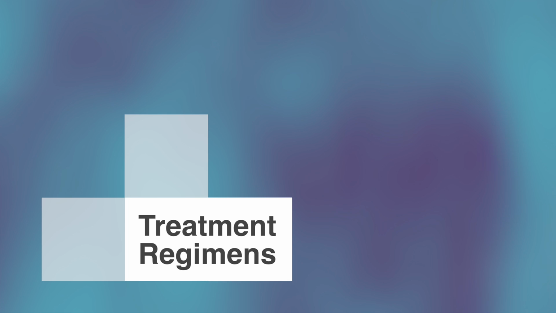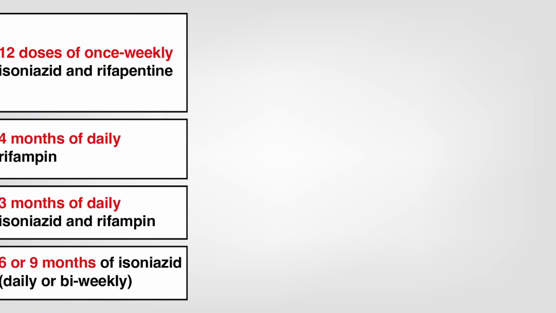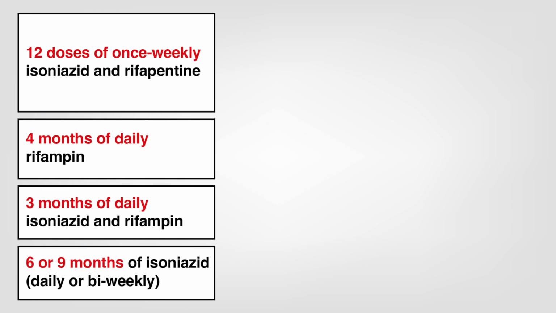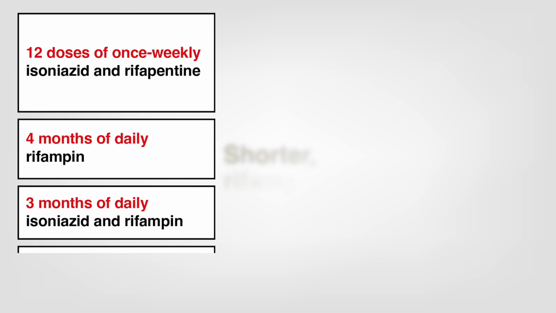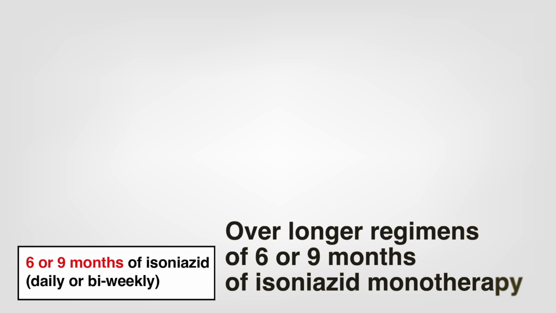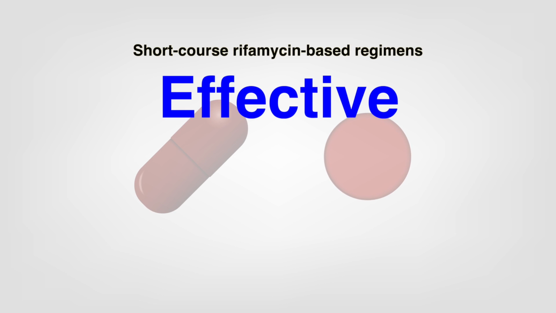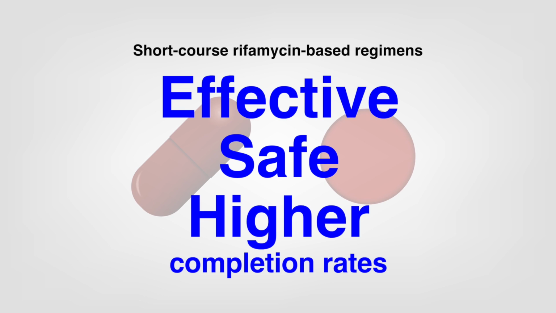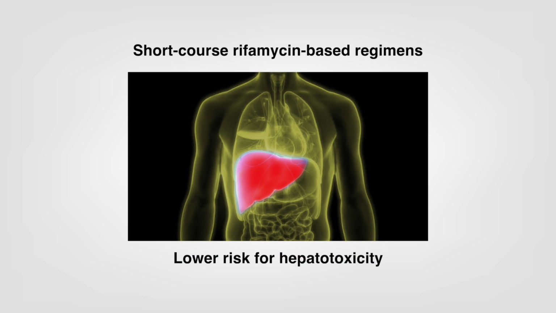There are several treatment regimens available for LTBI. While all the recommended regimens listed on your screen are effective at preventing TB disease, CDC and the National Tuberculosis Controllers Association now indicate that shorter rifamycin-based regimens are preferred over longer regimens of 6 to 9 months of monotherapy with isoniazid, which is often called INH. These short-course regimens are effective, safe, and have higher completion rates than the longer regimens. They also generally have a lower risk for hepatotoxicity than isoniazid monotherapy.